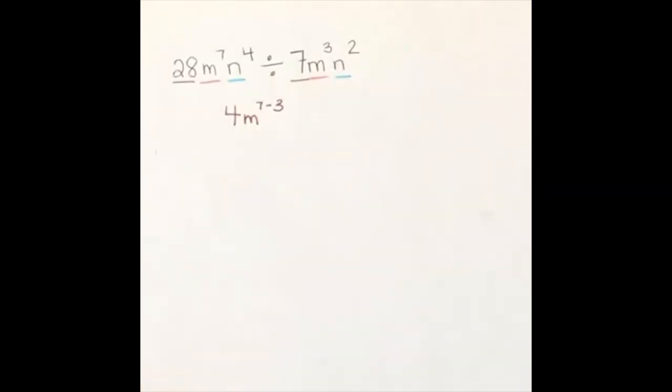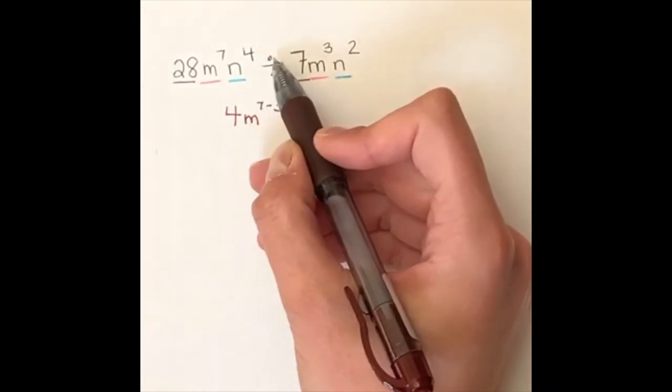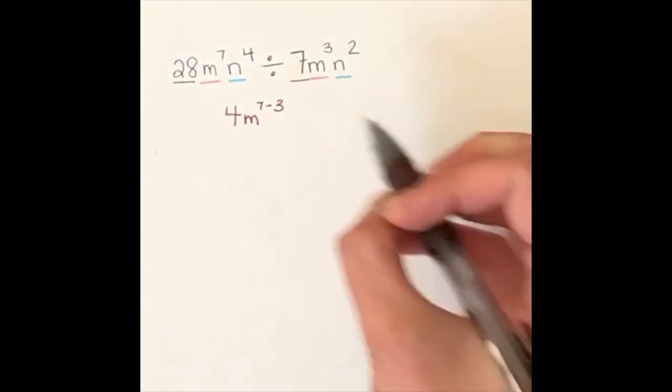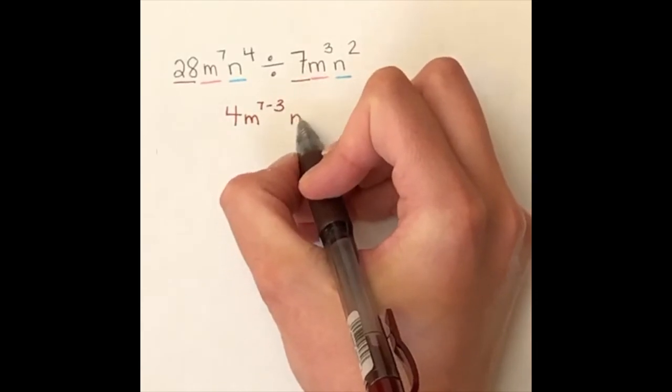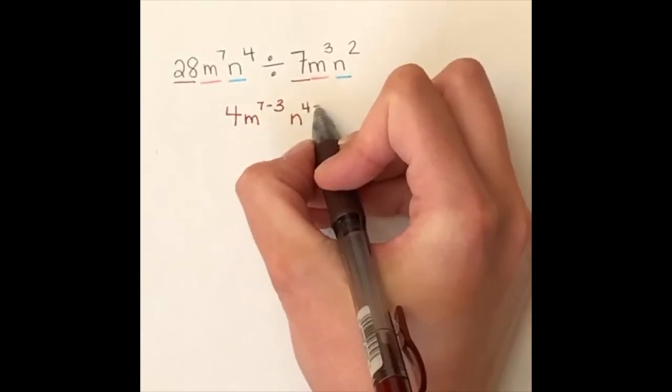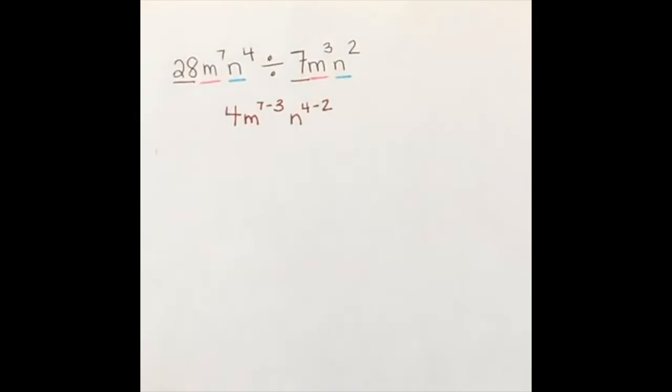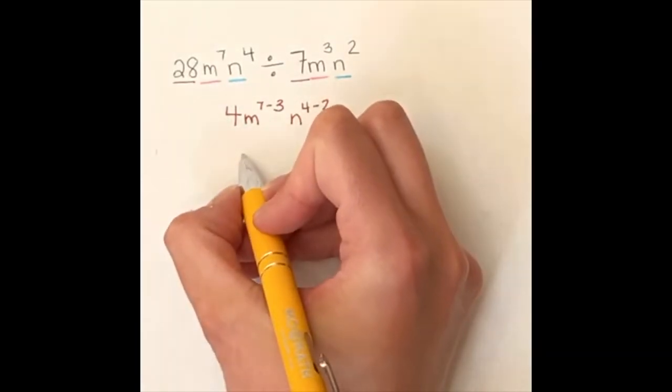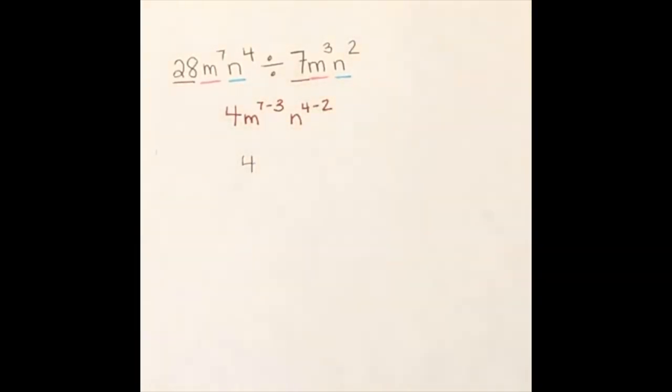And then I'm going to look at my n terms, and I'm going to say n to the 4th divided by n squared. Well, that's really n to the 4 minus 2. Again, you won't have to put this middle step, just showing you where these are coming from. So now we're going to simplify what's there. So I know that I can subtract 7 minus 3. So I'm going to carry the 4 down, can't do anything with that.